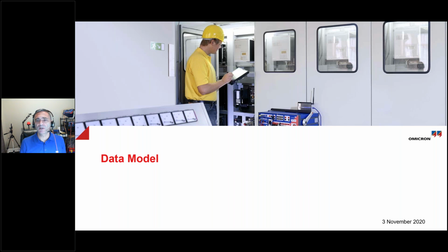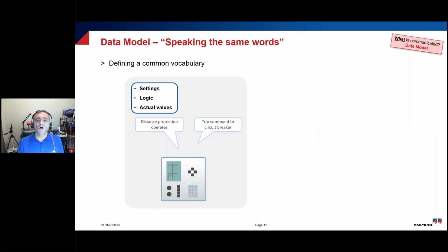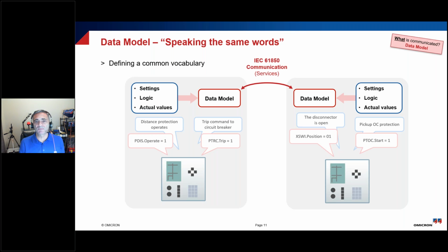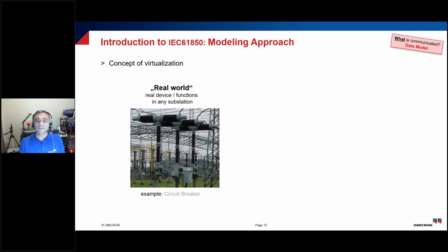So let's talk a little bit about the data model. The data model, again, is to normalize the actual words so that they mean the same thing between one device and another device. So these two devices have a data model, and the data models use the same words to describe things in the field. Let's take a look at a device in the field. You'd see this in the substation. It's called a circuit breaker. Think of it as just a big switch, but it's for three-phase AC, so it's a big device.